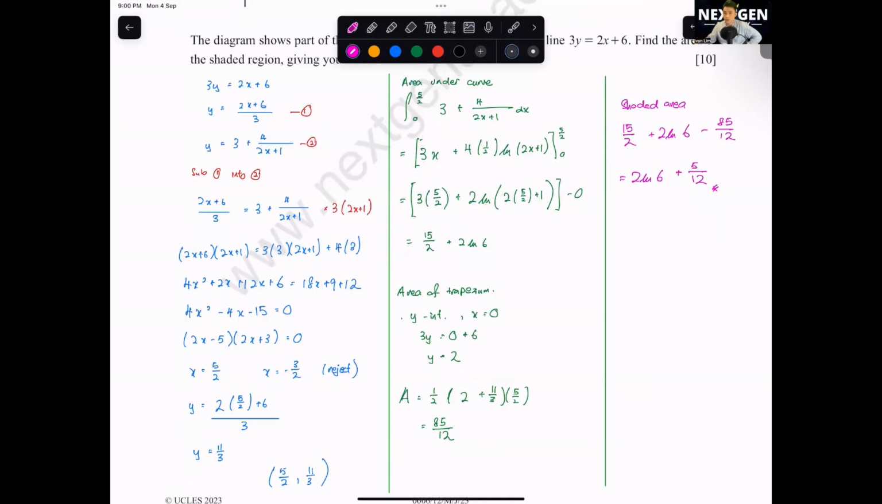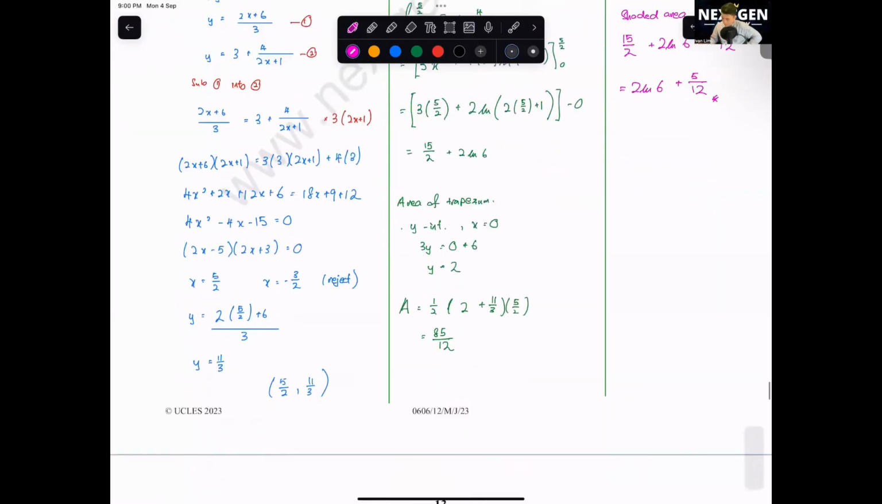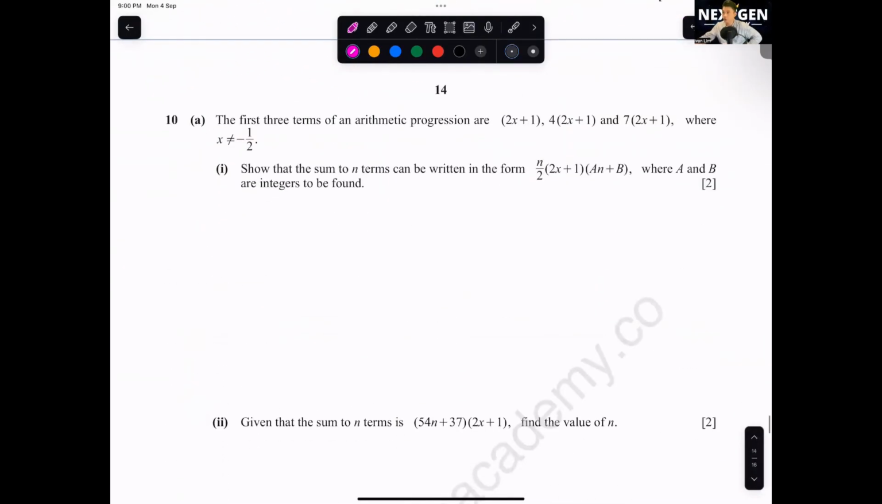Okay, let's go to the last question. We've got time to do some revision today. The first three terms of an arithmetic progression are 2x plus 1, 4 times (2x plus 1), and 7 times (2x plus 1). Show that the sum to n terms can be written in this form, where a and b are integers to be found. How do we do this? We have to find a and d first, then after that we substitute into the sum of n terms.